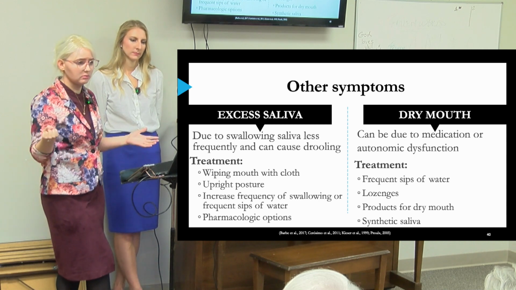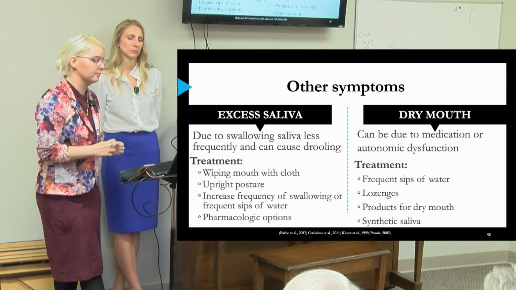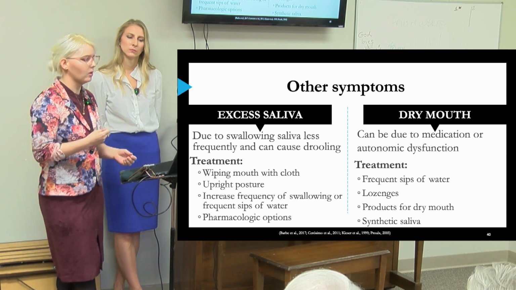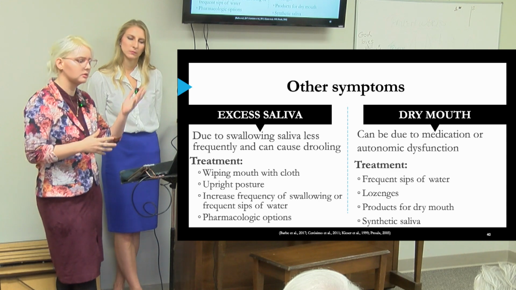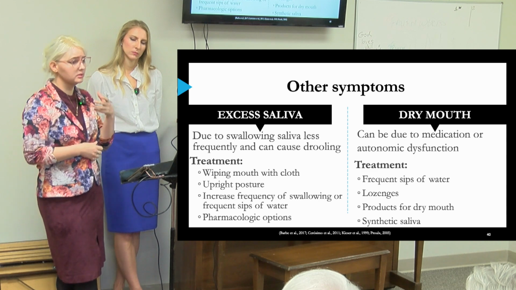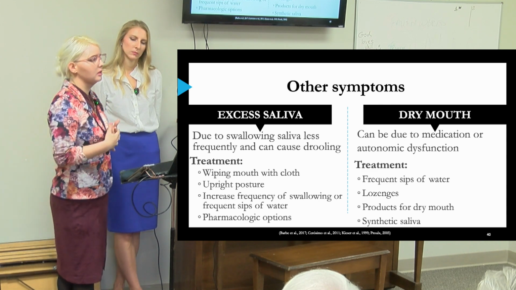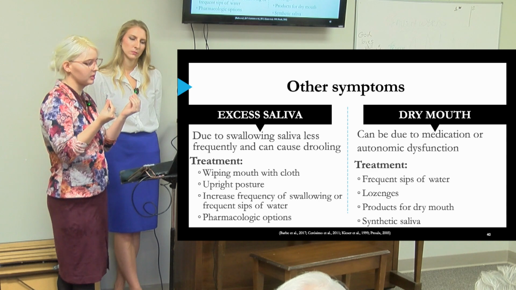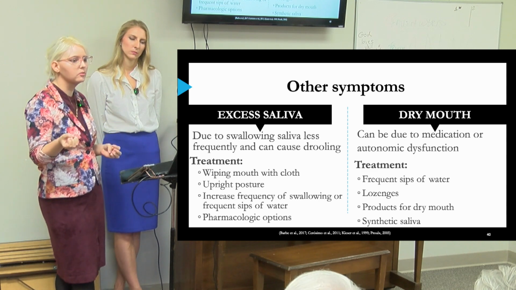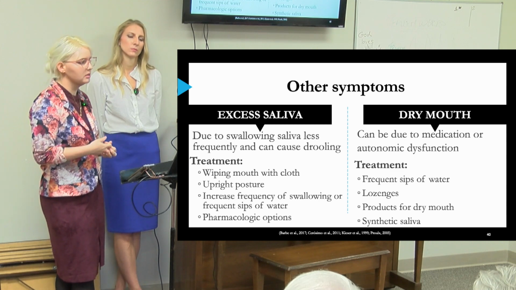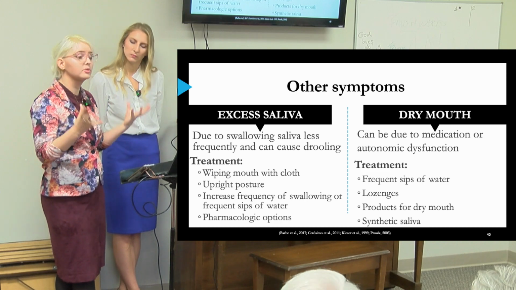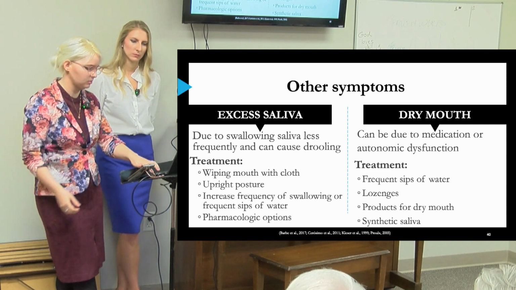Dry mouth can also alternatively be a symptom, and that can be due to a variety of things. It can either be secondary to a medication you're on, or it can be a symptom of autonomic dysfunction. The best way to manage that is frequent sips of water, lozenges to help stimulate saliva production, limiting or removing alcohol-based mouthwash from your routine because alcohol is drying, using biotin products, and if it's really bad, synthetic saliva is available.